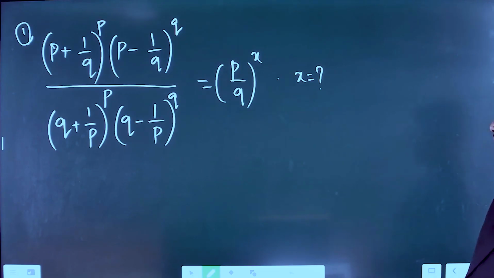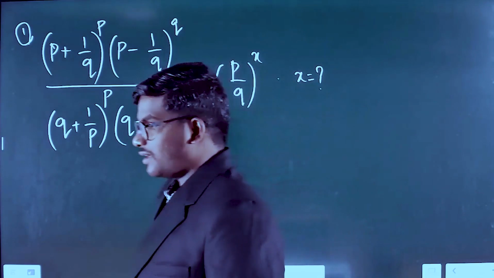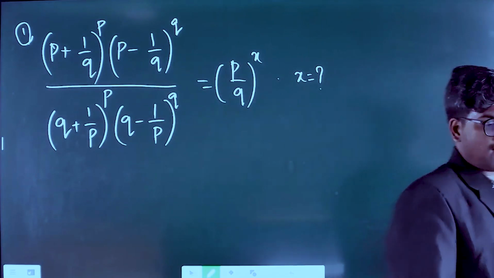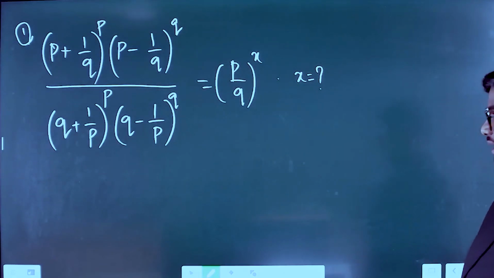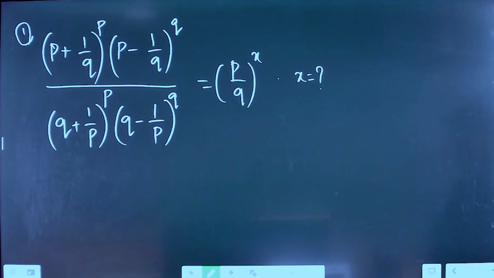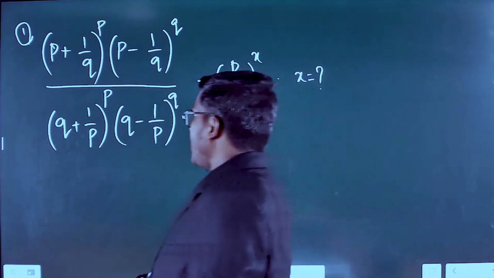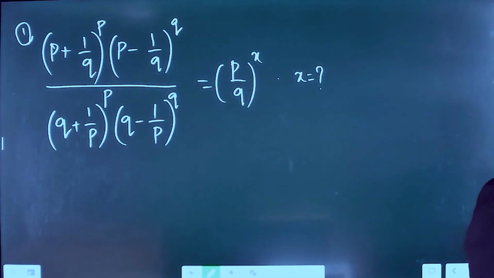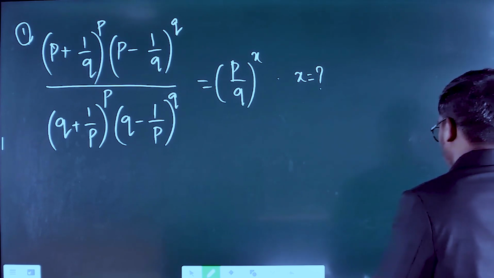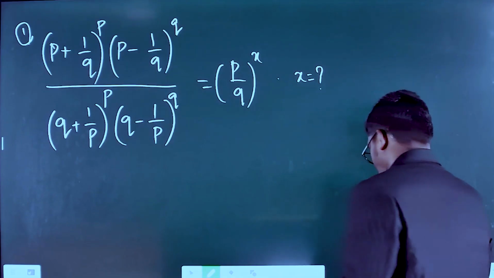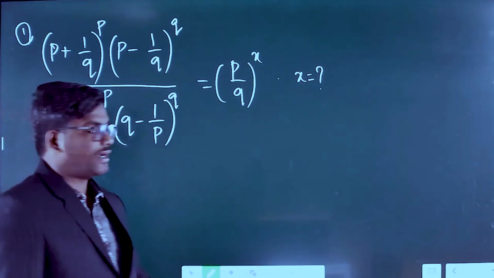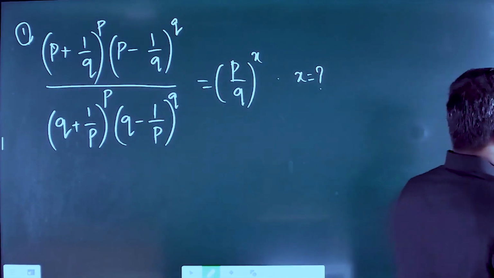How can we solve this? The first step should be taking proper LCM, because we see a Q and we see a 1 by P. Similarly, we see a P and we see a 1 by Q. So based on that, properly take LCM and then solve it further. What's the answer? What is the value of X?